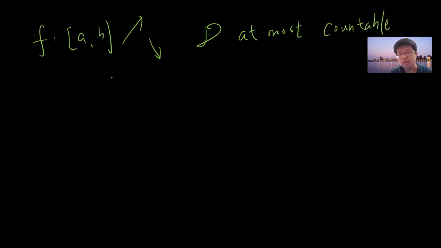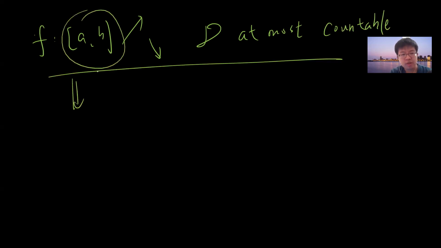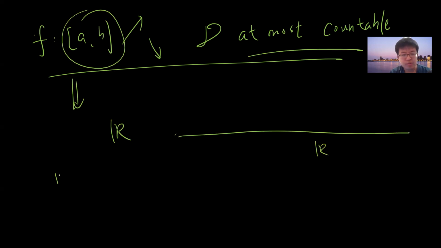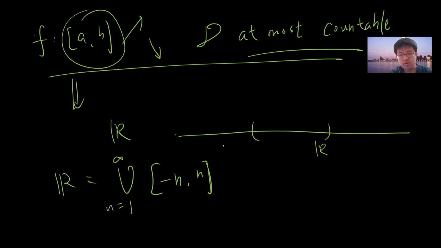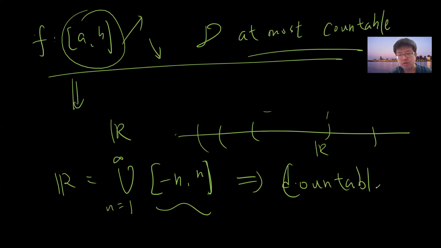This is the Froda theorem, and you can easily check that if you change this to the whole real line, it is still at most countable. Because I can write the real line as the union of intervals from minus n to n, for n from 1 to infinity, using larger intervals to cover it. For each one you still get countable, and a countable union of countable sets is definitely still countable. So that's the proof of that theorem.